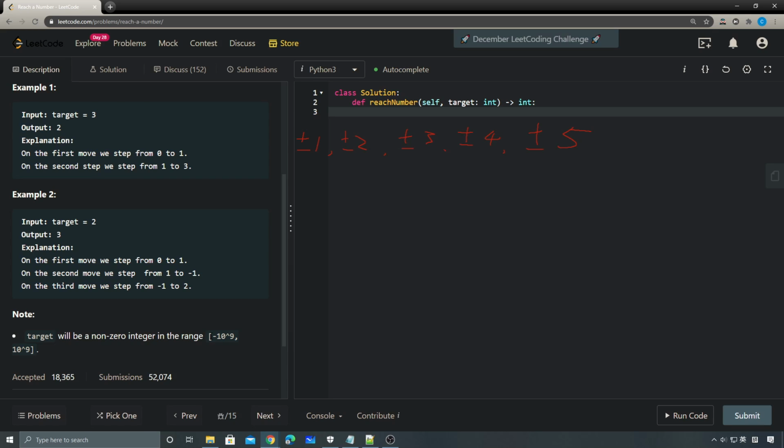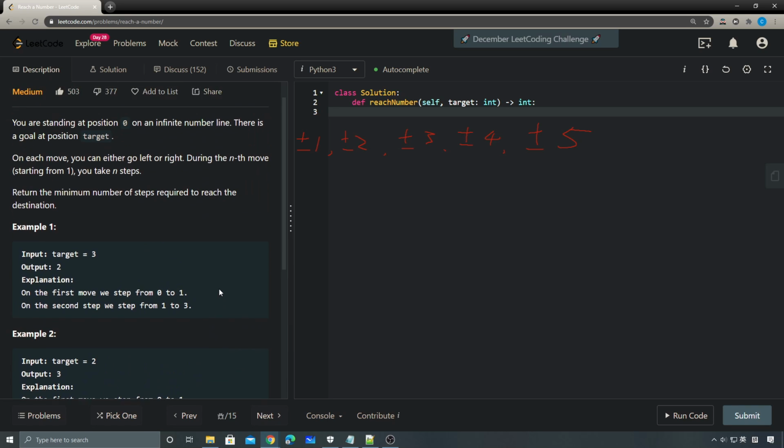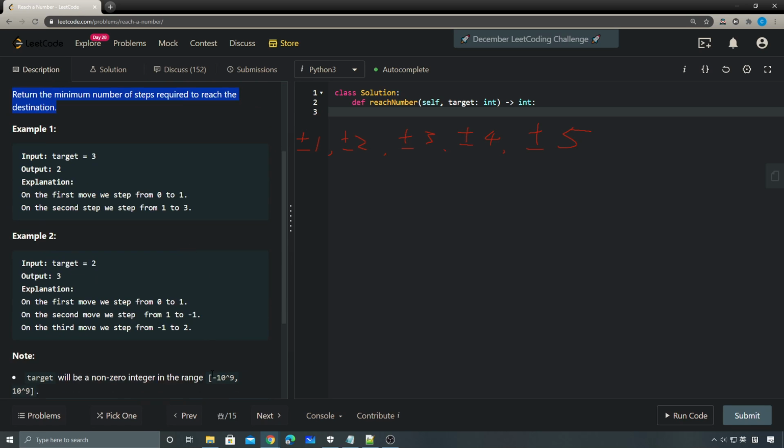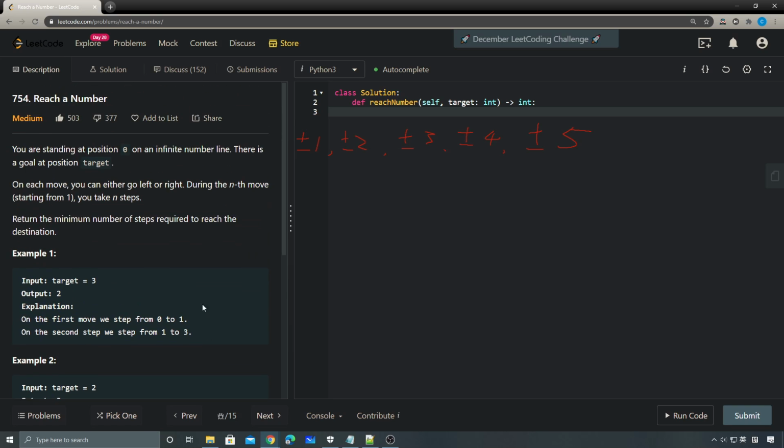If this range were small, like only within a few hundred, then we could probably use a BFS search, because it seems like a BFS problem. But since we have such a huge number range, we cannot just use BFS, because that would definitely TLE. So that's why we need to use a greedy solution to solve this problem.